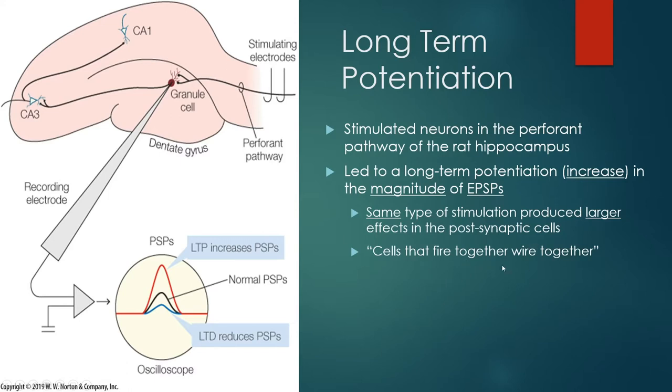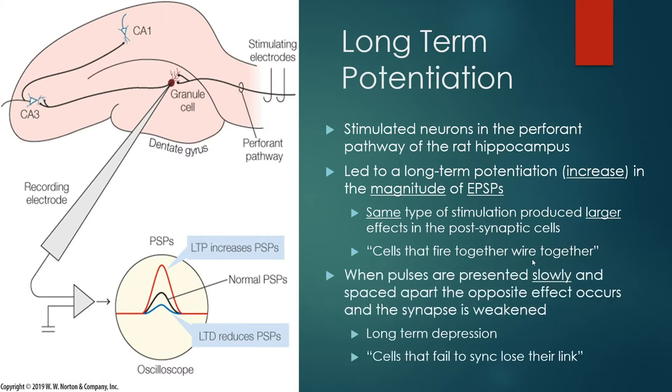This was this idea that cells that fire together wire together. But what they found was that it was very timing dependent, that if the pulses were presented slowly and far apart, the opposite effect would happen, and you'd actually get long-term depression, and the same stimulus would give you a weaker response. So this was this idea that cells that fail to sync lose their link. So in long-term potentiation, you're strengthening the synapse so that weak signals can create big effects in the future. And the opposite of that, if you're not really having these cells fire together a lot, then the synapse actually gets weaker.